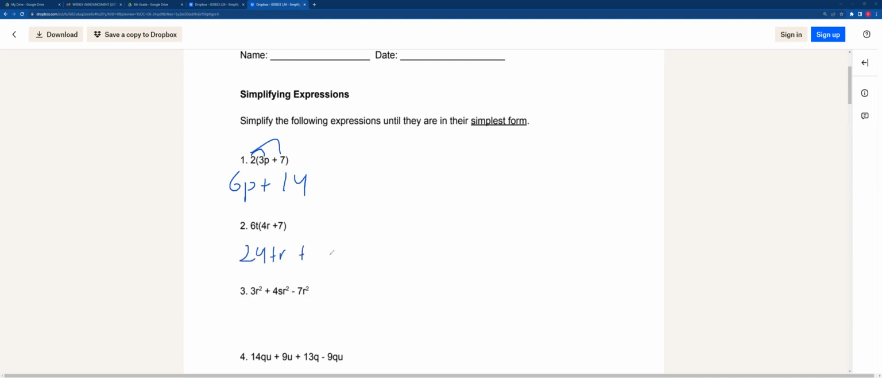For this one, it'll be 24tr plus 42t. For this one, you can take out r squared. So I'm gonna do r squared times 3 plus 4s minus 7. We can do negative 7 plus 3, and it'll be r squared times 4s minus 4. And then you can take out another 4. It'll be 4r squared times s minus 1.